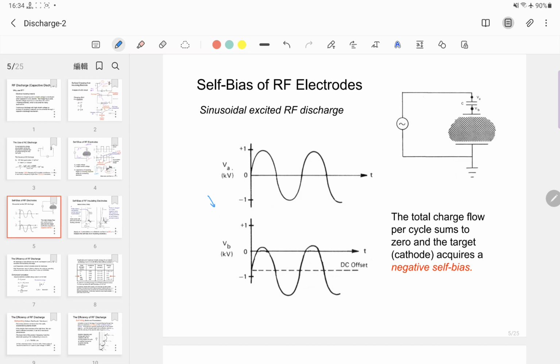In our class, one chapter is sputtering. If you use this type of discharge, you can run RF sputtering, because the sputtering process requires high energy cations, and the negative sheath voltage or negative bias voltage can accelerate cations to very high energy. So this is called self-bias.